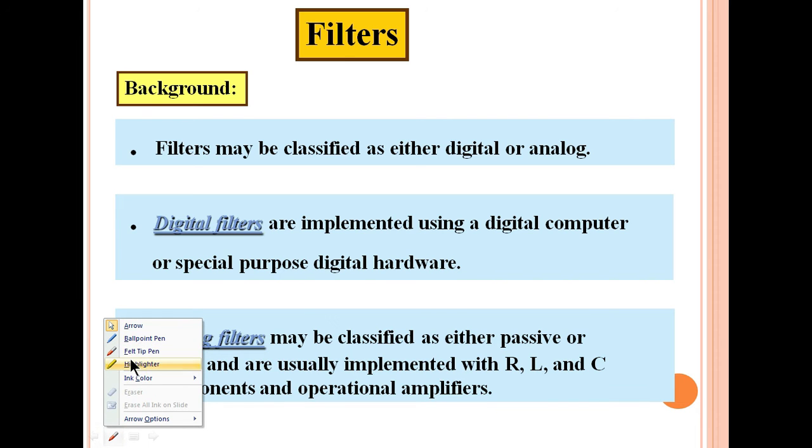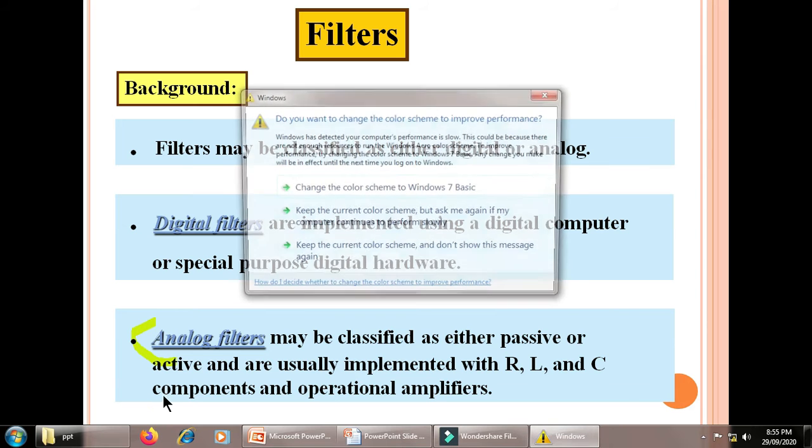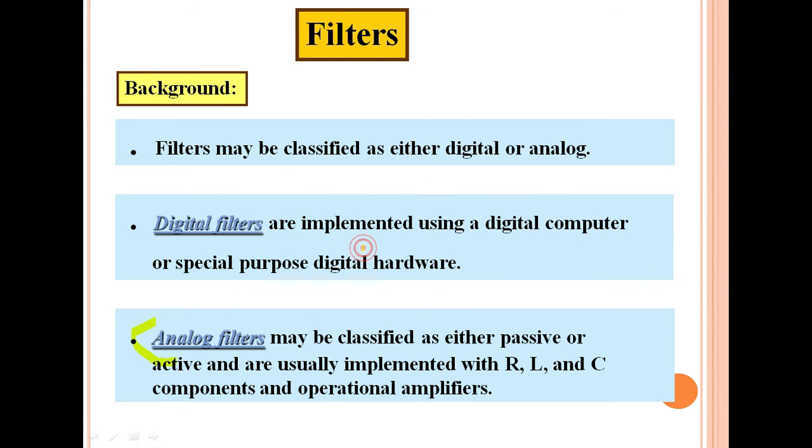Just a minute, I will take a highlighter or pen here. The active filter, basically this is the active filter, and analog filters may be classified as either passive or active, and are usually implemented with the resistance R, L and C components, and the operational amplifier, which is called the analog filter.